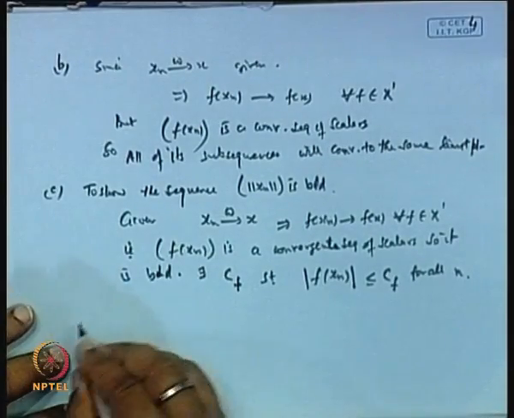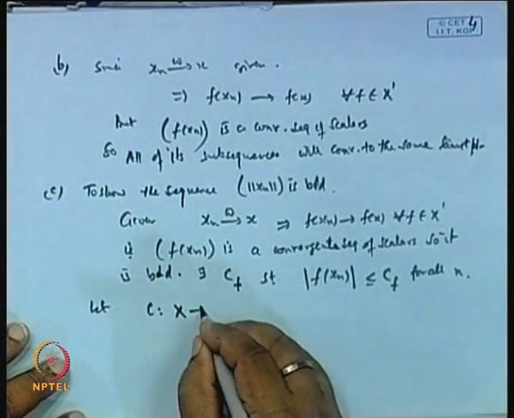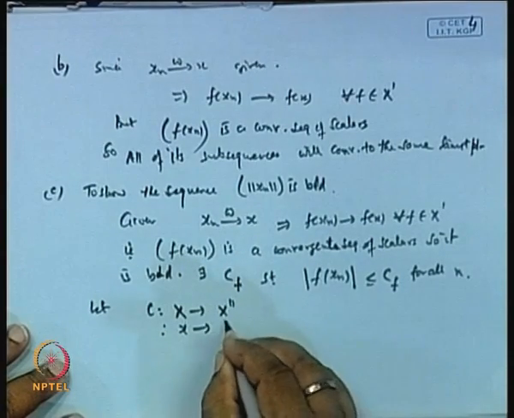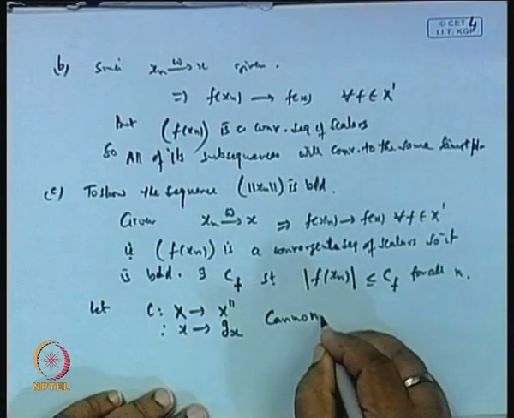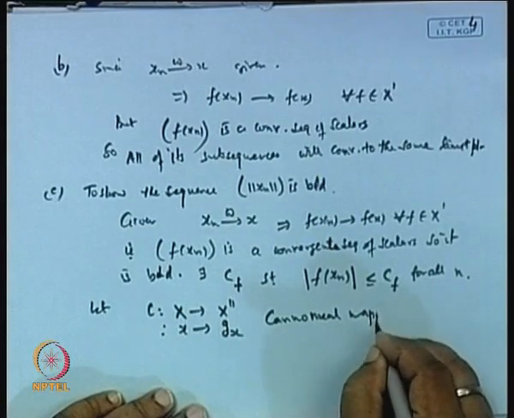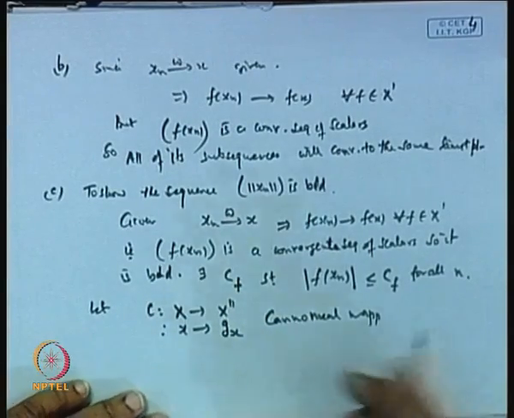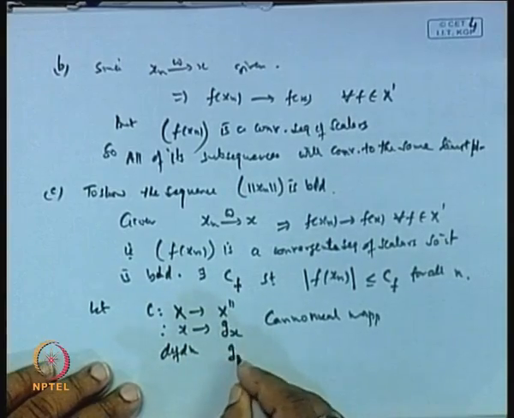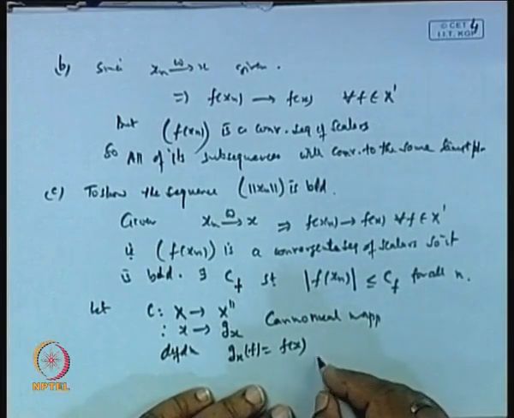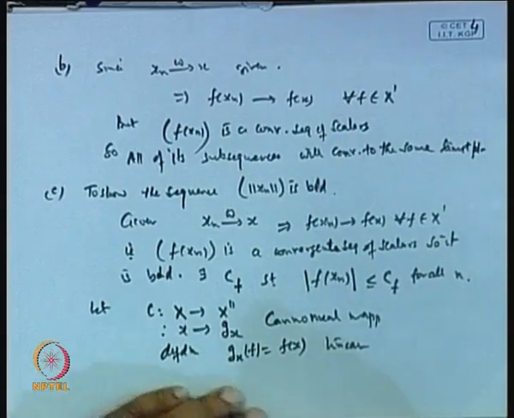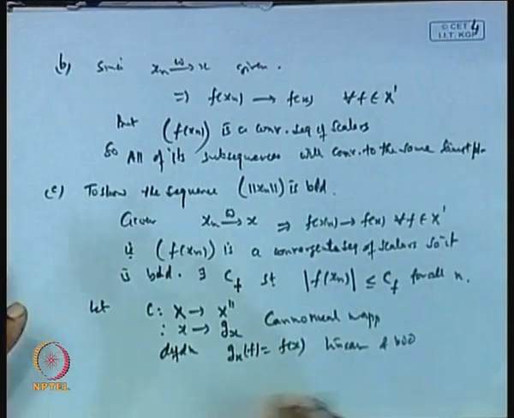Now, let C be the mapping from X to X double dash, which sends x to g of x. This is a canonical mapping, which we have already discussed, defined by g_x(f) equal to f of x, is it not? And it is linear, this was already shown to be linear, and bounded also. Clear? Linear and bounded, this we have seen.